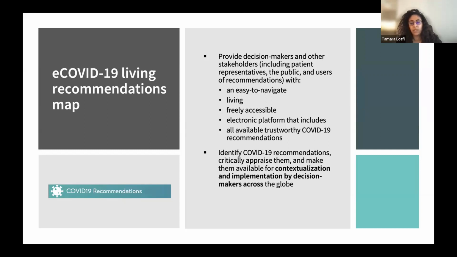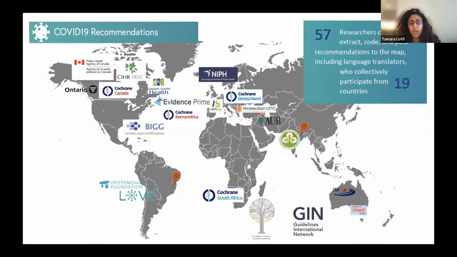Moreover, the COVID-19 RecMap allows to identify COVID-19 recommendations, find their critical appraisal, and make them available for contextualization by decision makers across the globe. Our team is pretty large. As you can see, our global distribution, we have collaborators from across the globe, and we have at least 57 researchers working with us to make this map up and running, sustainable, maintained, up to date. And as you can see, at least 19 countries are contributing to this work.